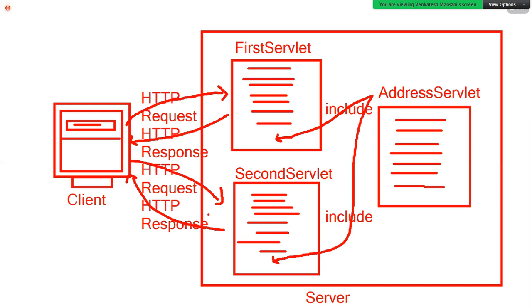So the address is included two times, and even 100 times you can include it: reusability. Even if the address is changed, you have to modify only one servlet. If you don't include, you have to update 100 times.